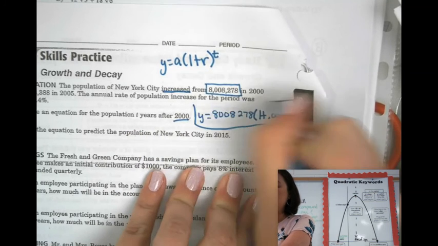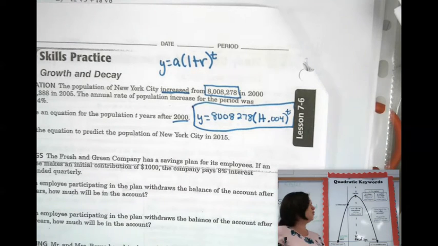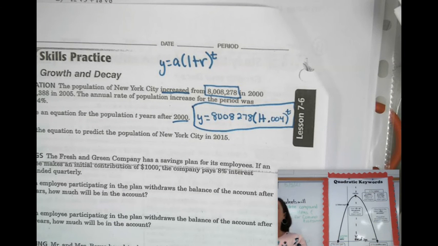So this is what you needed for part A. They were just asking you, what is the equation? Now, if you went ahead and added 1 plus 0.004, that counts too. You just have 1.004 right there in the center. Either one's acceptable. Yes?